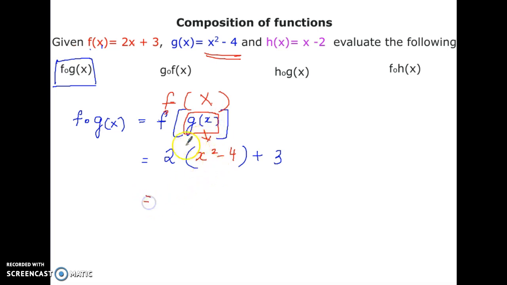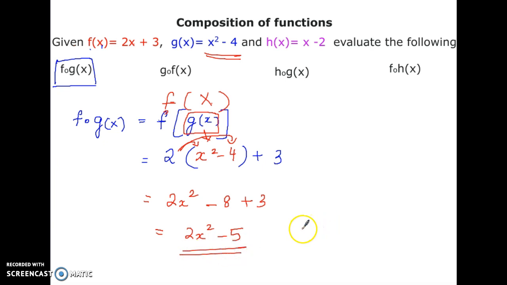And then we simplify. We distribute the 2, which is 2x squared. We distribute the 2 to the negative 4, which is negative 8, plus 3. As we combine, we know that negative 8 plus 3 is negative 5. So 2x squared minus 5 is the answer for f of g of x.